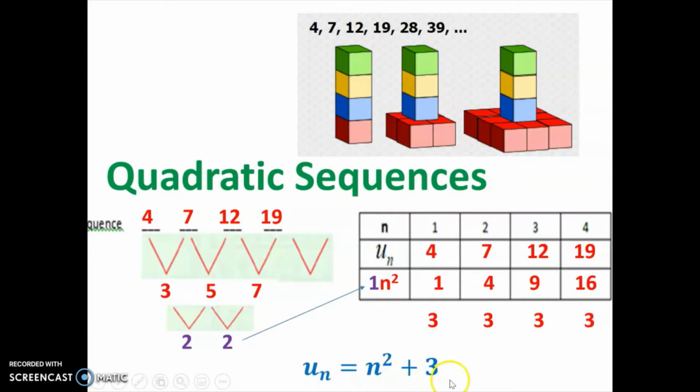our rule should be this, because n squared plus 3 gives us what we need every time. N squared plus 3 gives us what we need here. N squared plus 3 gives us what we need. Okay, there's a basic rule.